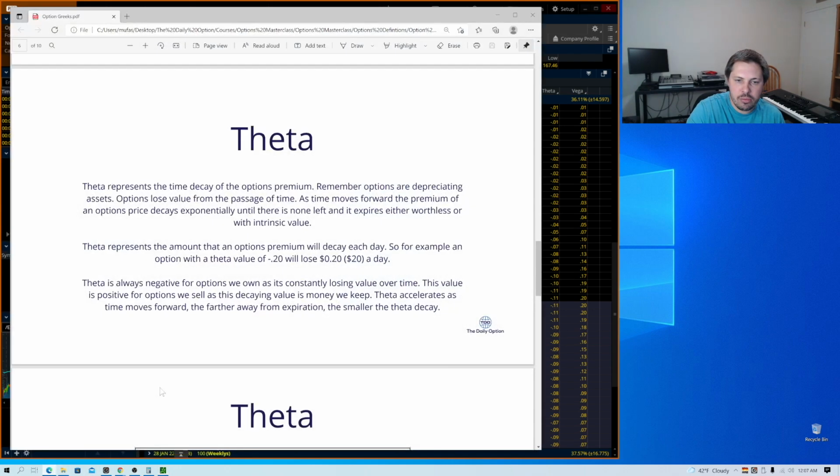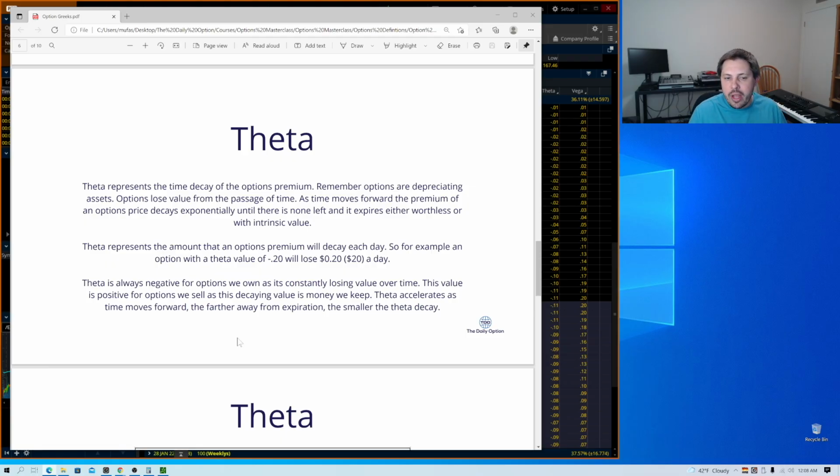So theta, right, is always negative for options we own, right? Because if we own this option, we have put money up for that premium as the buyer of the option, right? We're buying the right, but not the obligation, to do something. And the value is negative because it's losing time, and we're going to experience that loss if we purchase these options. Now, if we sell the options, right, the theta value is actually positive because this decaying value is money that we keep, right?